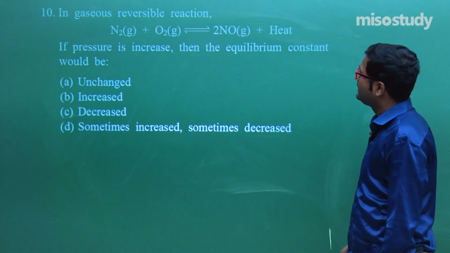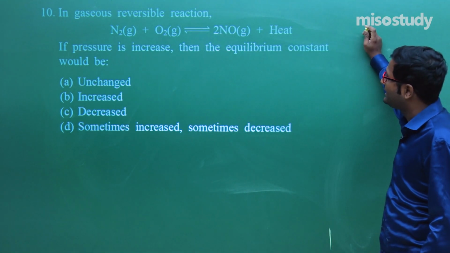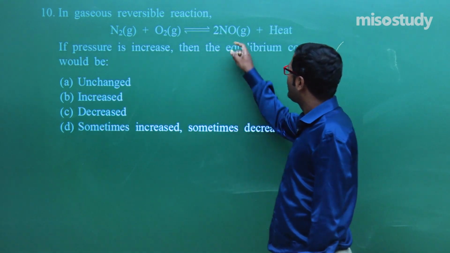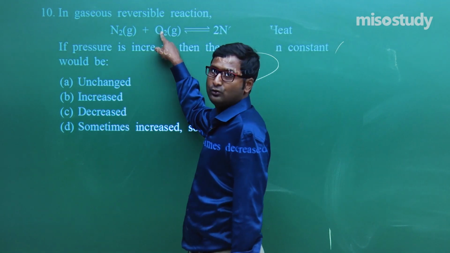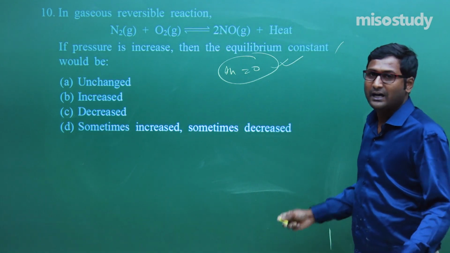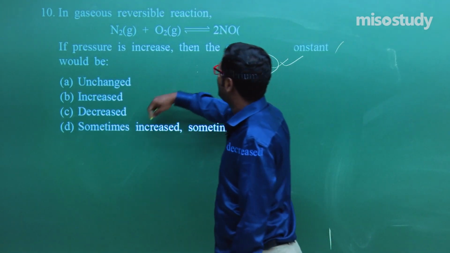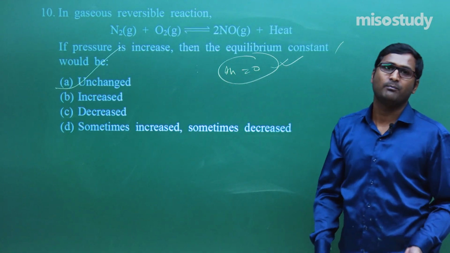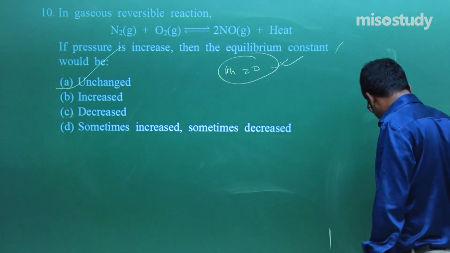Now the next one is, in a gaseous reversible reaction, if pressure is increased, then what happens to the equilibrium constant? This is totally the Le Chatelier principle. Look at delta n here: 1 plus 1 is 2, 2 minus 2 equals 0. If delta n is equal to 0, then what will happen? There is no impact of pressure. So in this case the equilibrium constant would be unchanged. Clear to you? No impact of pressure. I hope now you can easily solve such kind of questions.